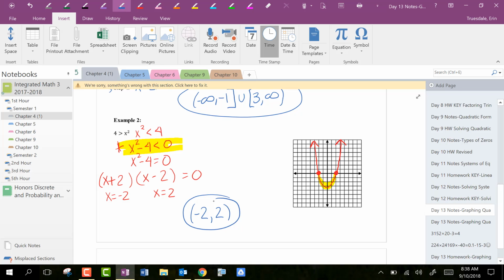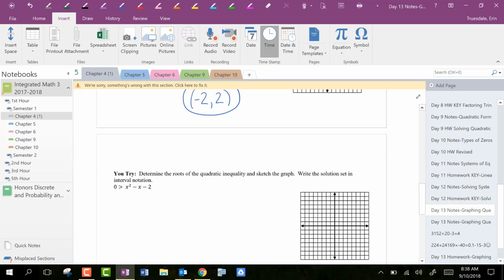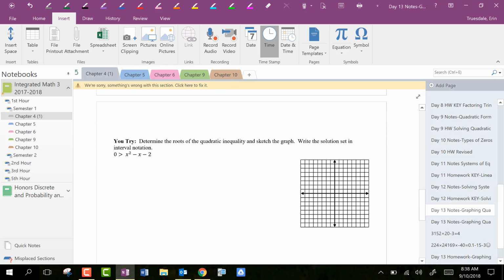Okay. Flip it over. Let's try one more together, then I'll have you guys try that last one. Okay. So again, I like to rewrite it so that it's on the correct side. Make sure you flip the sign when you rewrite it.